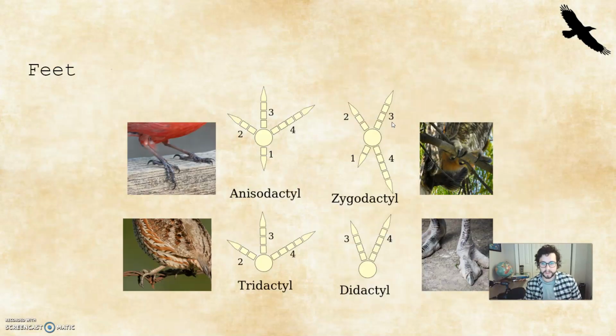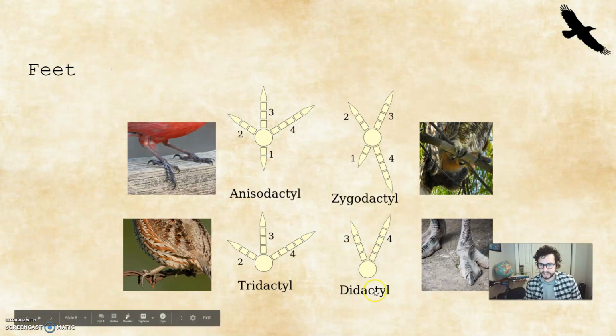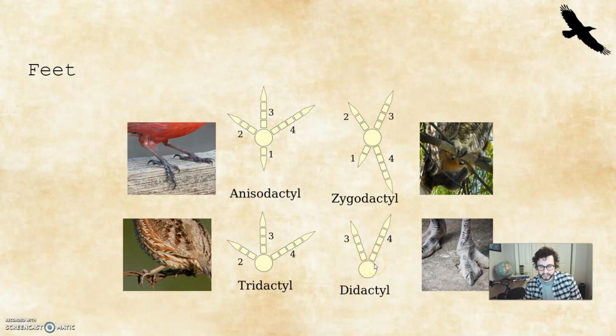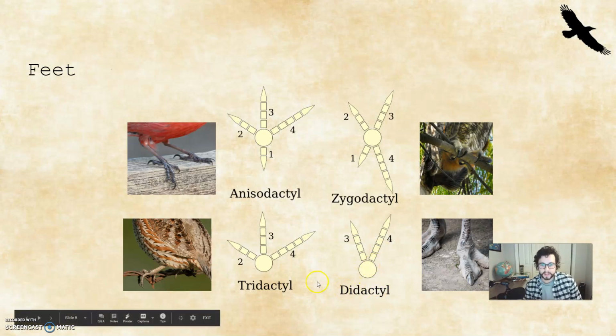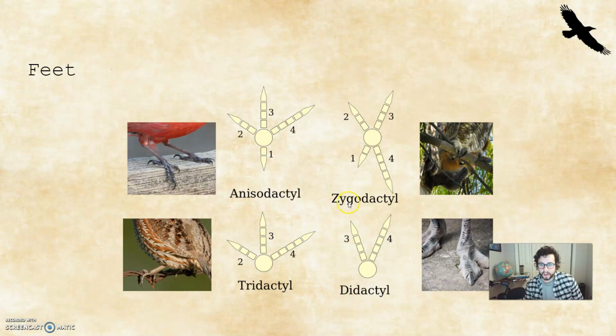The feet on birds have quite a bit of variety. Some of the more primitive looking ones, like this didactyl foot here with only 2 toes, that's only going to exist in ostriches. The tridactyl feet here with the 3 toes is found on land fowl like quail. The zygodactyl feet here are 2 in the front, 2 in the back. Really good for wrapping around something.